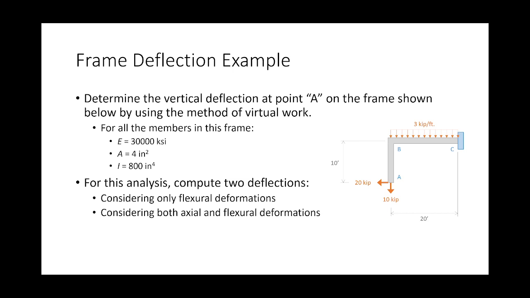So I have a frame deflection example where we're going to determine the deflection at point A right here, the vertical deflection. So we're going to place a single unit load downward on this frame. And for all the members in the frame, here's my E, here's my A, and here's my I. I'm going to need both. Now, I've actually configured this problem so that it's sort of flimsy axially, because that area is really tiny. The members are only about, you know, like that big around.